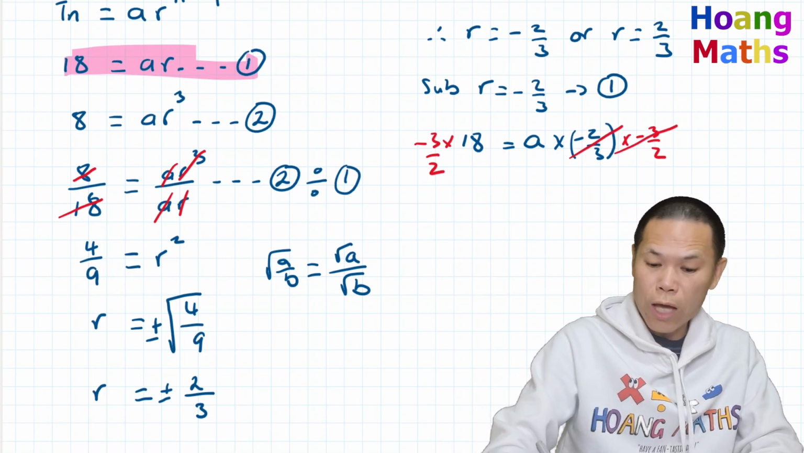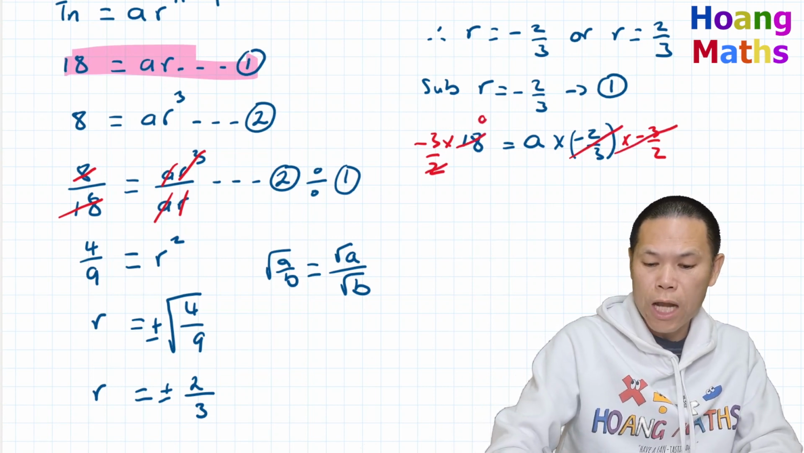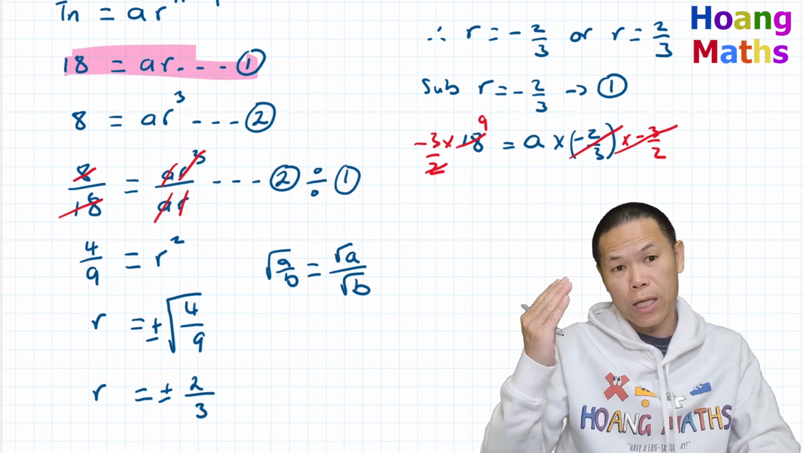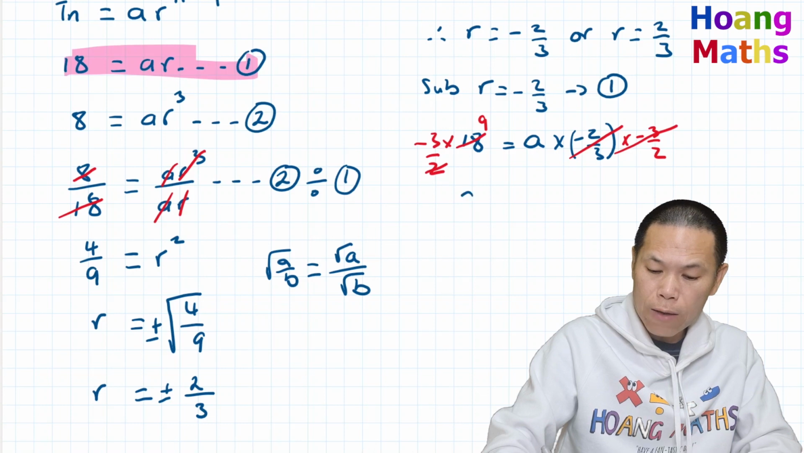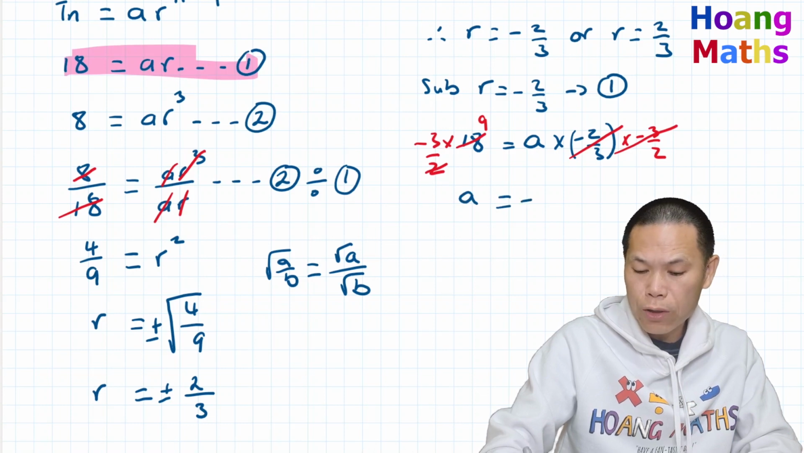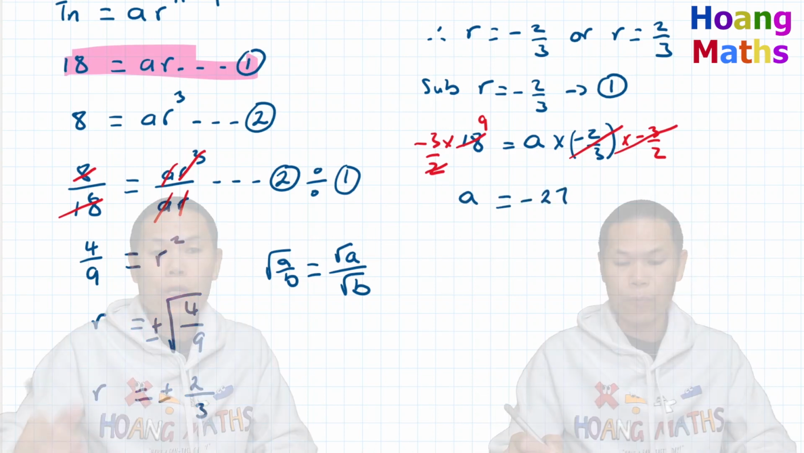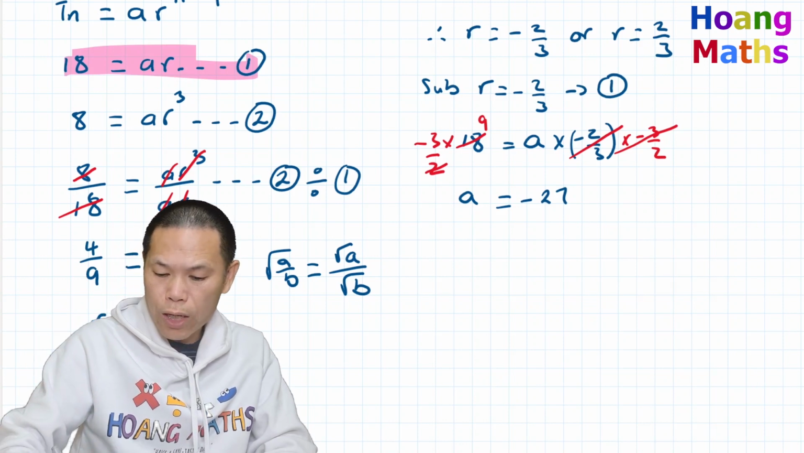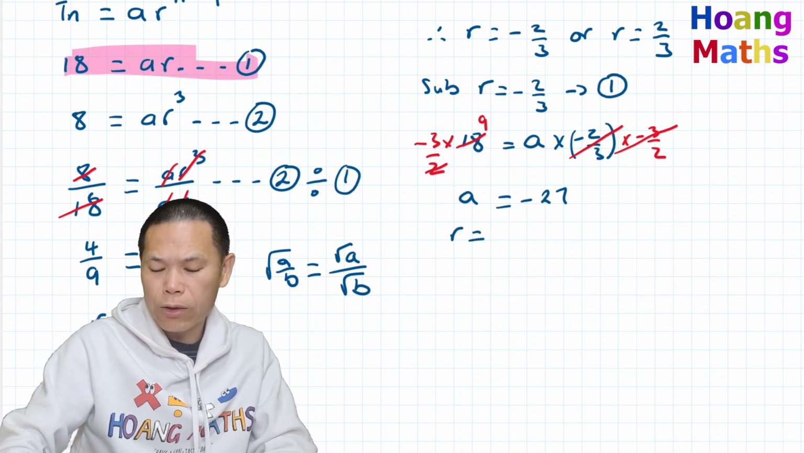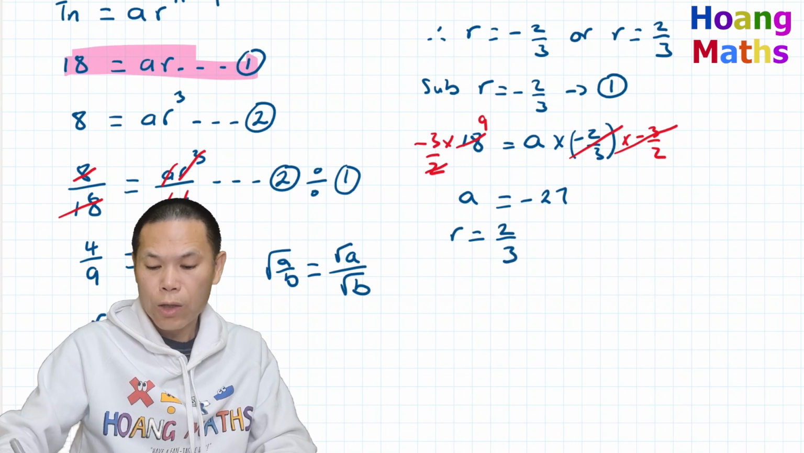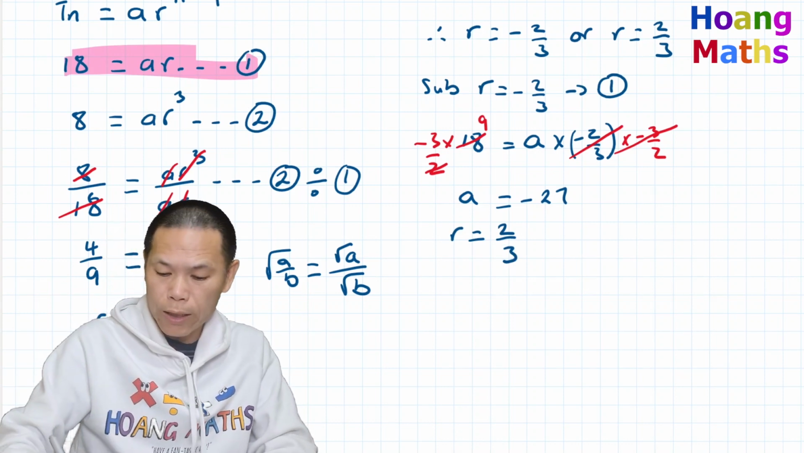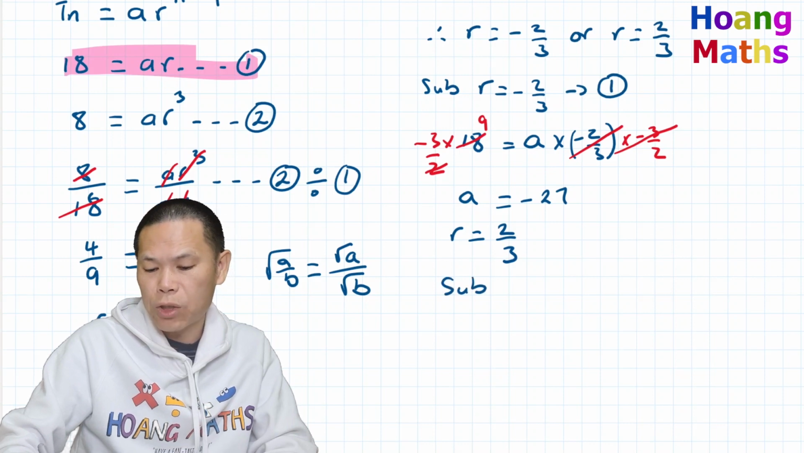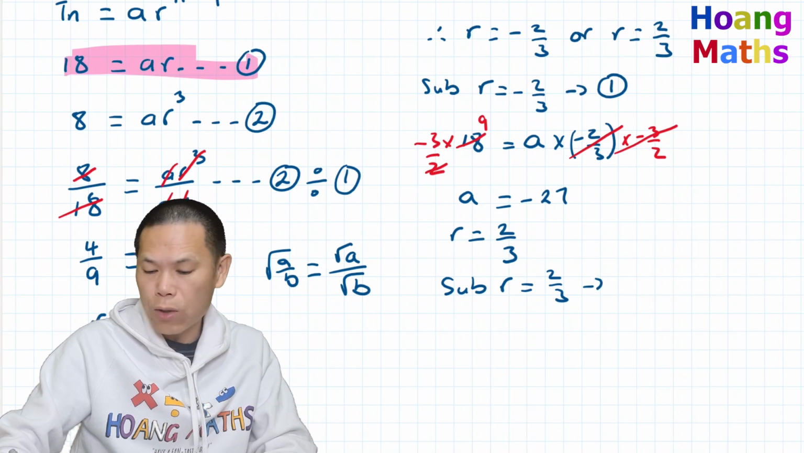Now we know that 18 divided by 2 is 9, and negative 3 times 9 is negative 27. So the answer is A is equal to negative 27. When R is equal to 2/3, we can substitute R equal to 2/3 into equation number 1 again. Let me write this down: substitute R is equal to 2/3 into equation number 1.